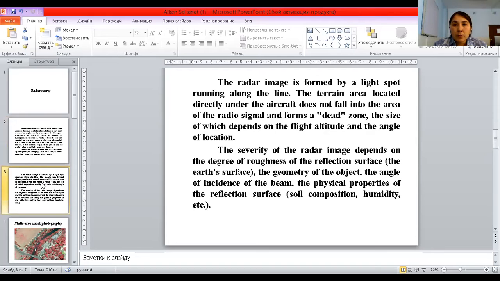The radar image is formed by a light spot running along the line. The terrain area located directly under the aircraft does not fall into the area of the radio signal and forms a dead zone, the size of which depends on the flight altitude and the angle of location. And here we can see that the severity of the radar image depends on the degree of roughness.